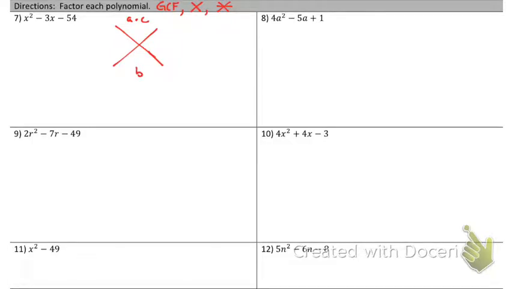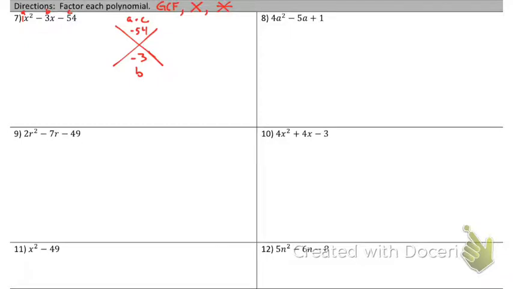And then we go A times C, so my A value, B value, C value. Your A value is the number in front of the X squared, so my A value is 1. Your B value is the number in front of the X, which is -3, and your C value is the constant, the number by itself, with no variable. So A times C is -54. My B value is -3.